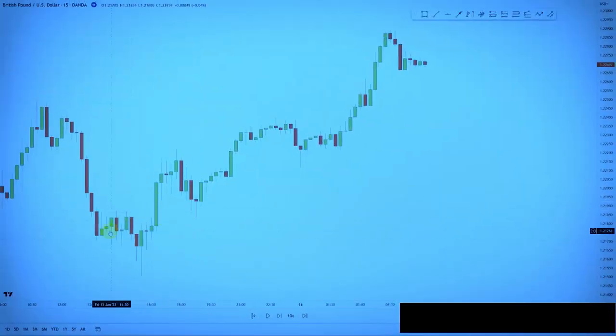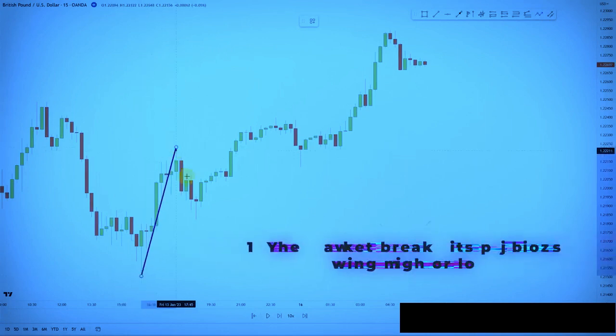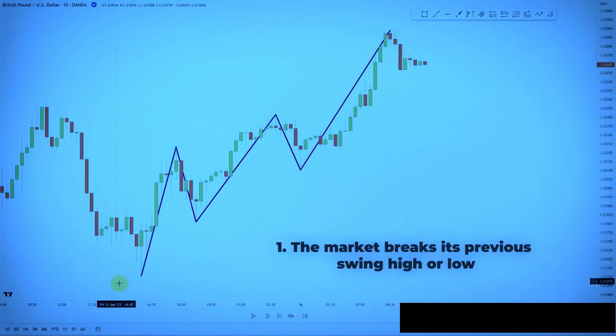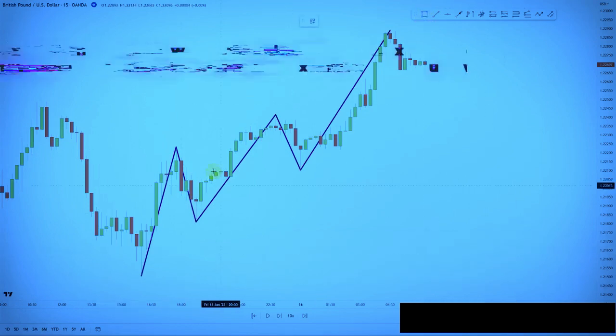Here are the main rules for determining the strength of a trend and its momentum. Number 1. The market breaks its previous swing high or low. We talked about this before. A trend is generally defined by a series of higher highs and higher lows in the case of a bullish trend, or a series of lower highs and lower lows as a bearish trend. That's the first condition of a trend. Number 2.